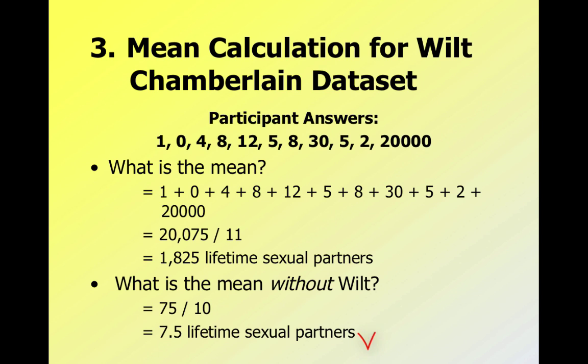Hopefully you said the 7.5 sexual partners, right? If you just look at it, we have a range from 0 to 30 people. And then we have Wilt Chamberlain, who's way out there. 7.5 lifetime sexual partners seems pretty reflective of these 10 individuals. But with Wilt Chamberlain, we can see 1,825, that mean has been completely skewed, has been completely thrown off.